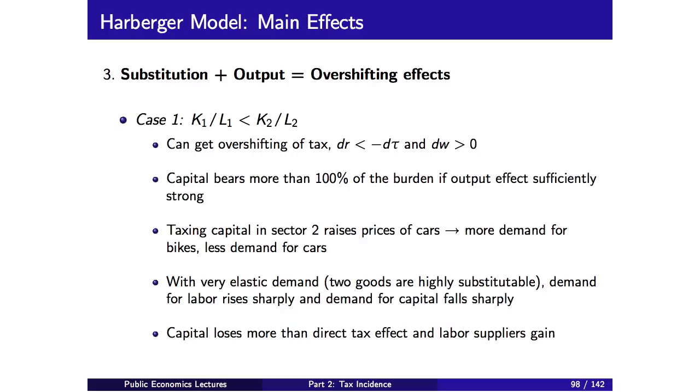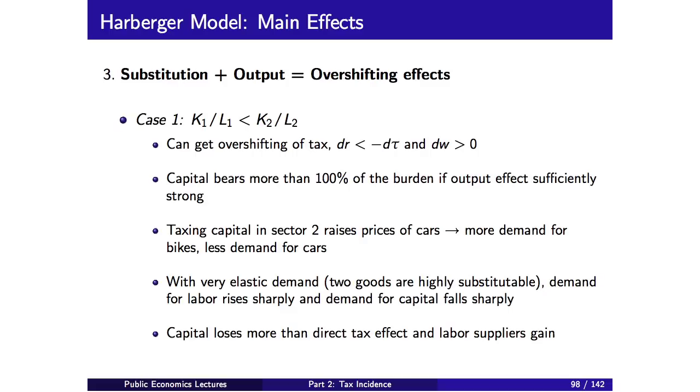All right, so let's think about how that works. Take first the case where sector 1 is bikes, sector 2 is cars. So cars are more capital intensive, and that's the sector we're taxing. Okay, so in this case, we can get an overshifting of the tax where the impact on capital owners, dr, is less than minus dt. So this is just what I was saying. I put a 10% tax on capital, but the return to capital actually falls by 15%. And when that happens, everything has to add up, right? So somebody has to benefit, and in particular, the laborers can potentially strictly benefit from a capital tax.